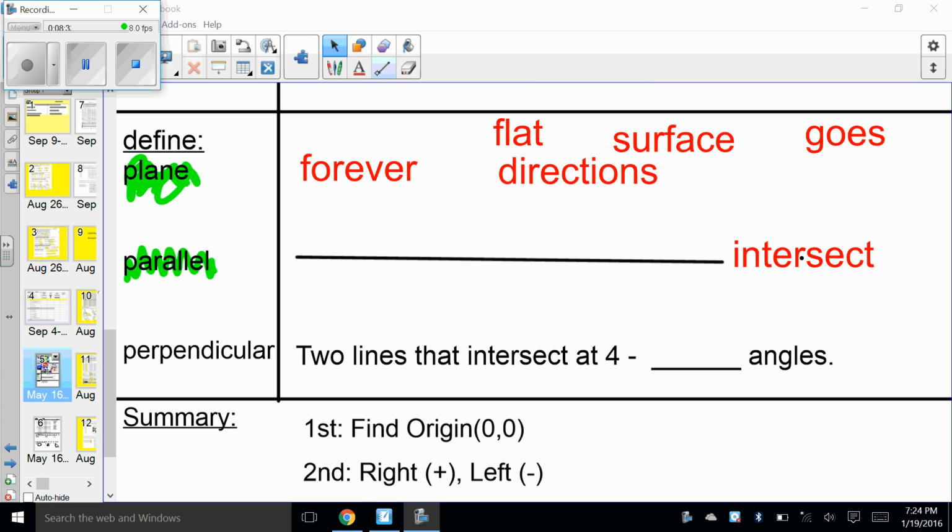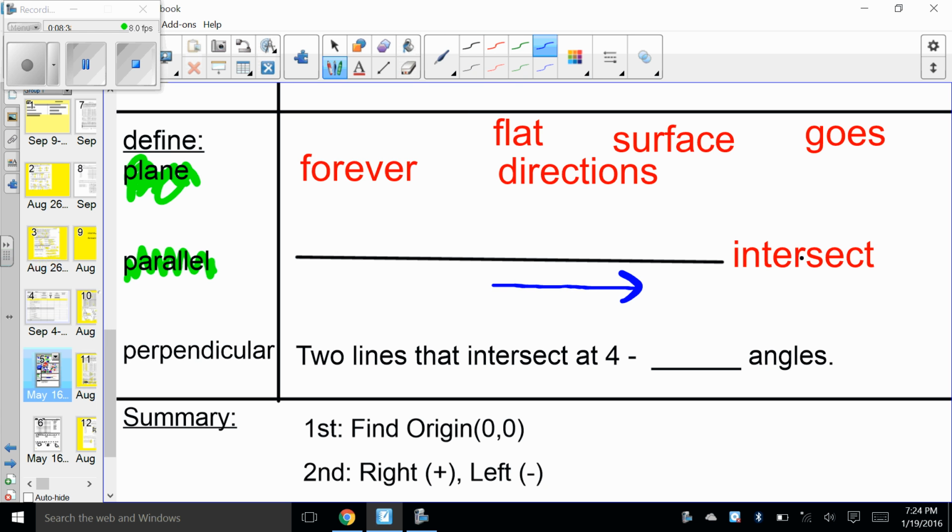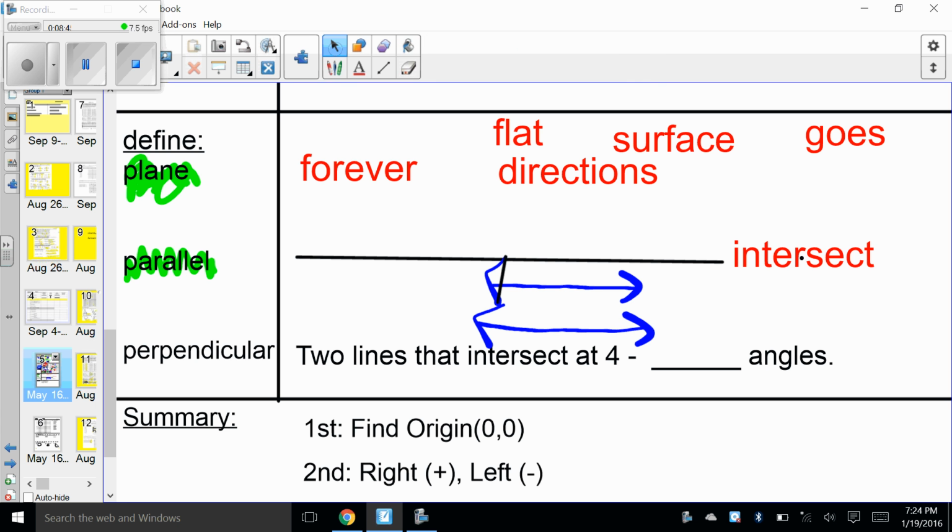I don't know what happened to that piece of work right there, but I can't get that to move. So let's draw an example of 2 parallel lines. So we would go ahead and say line 1 is parallel to line 2. Two lines that never intersect into infinity.